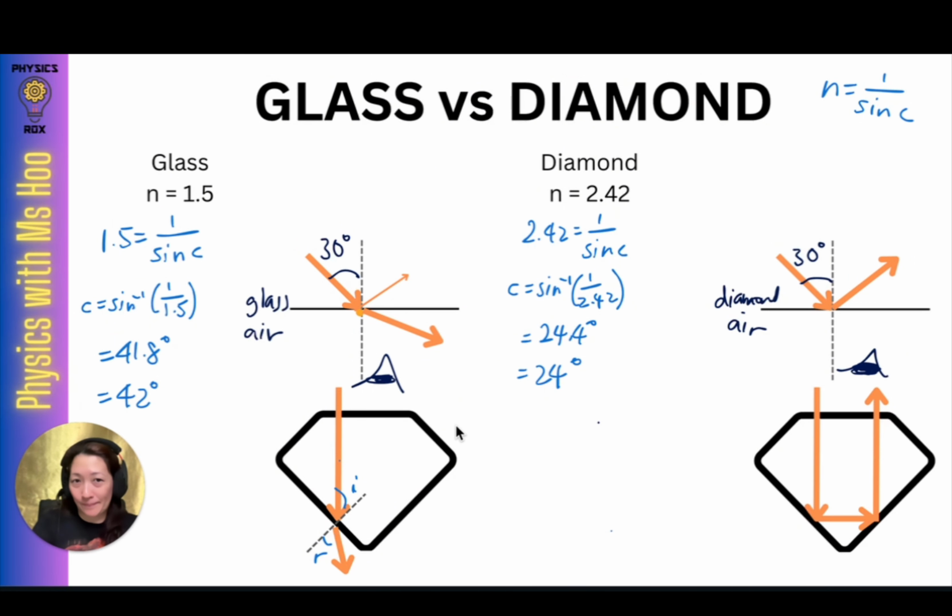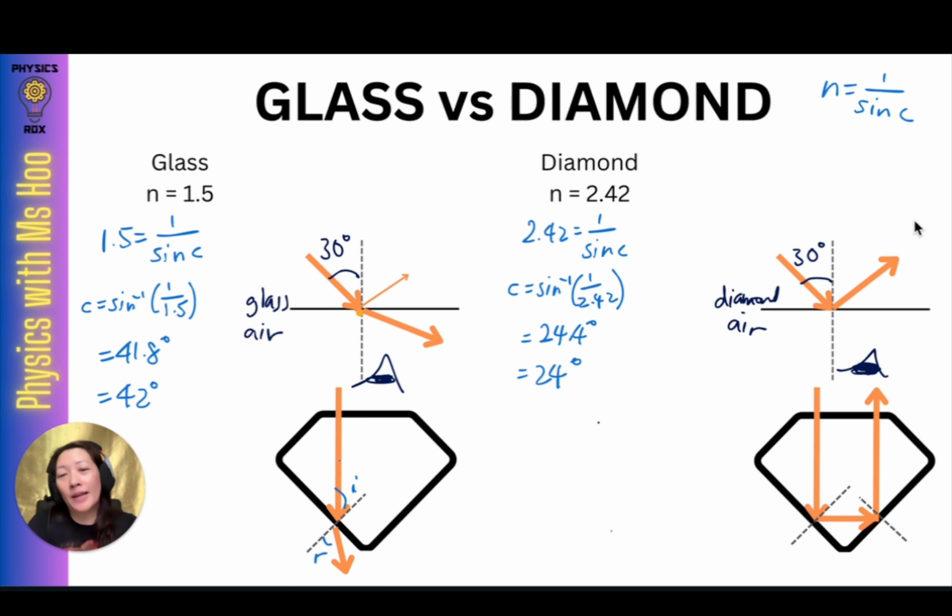So just to help you visualize the reflected angle bit, I'm just going to put a normal line here so you can see clearly that the incident angle and reflected angle are equal based on the normal line. So as you can see, incident angle and reflected angle.